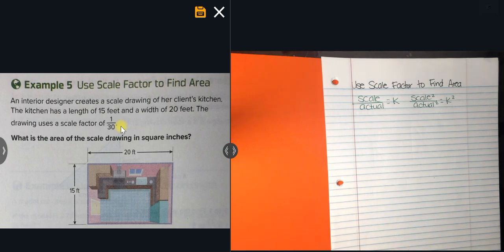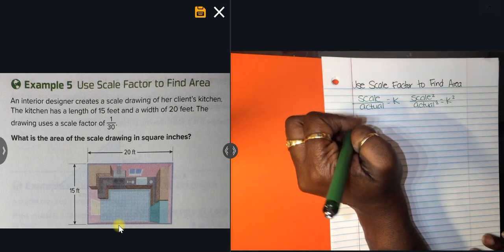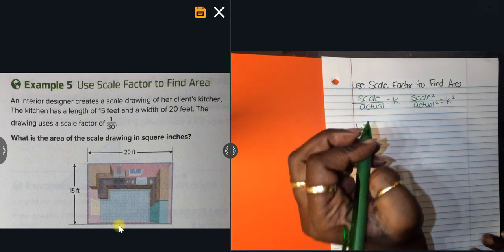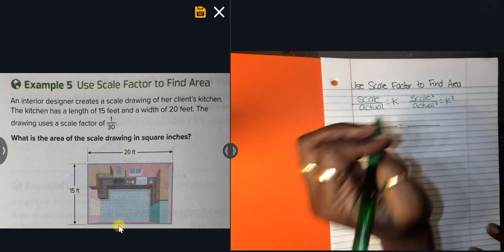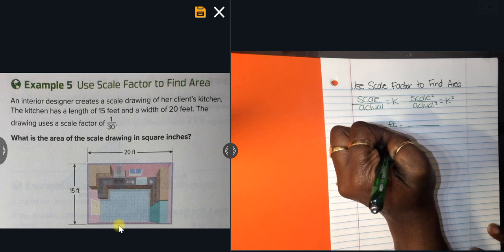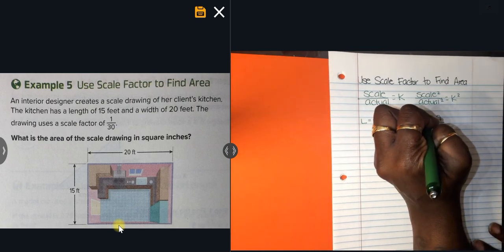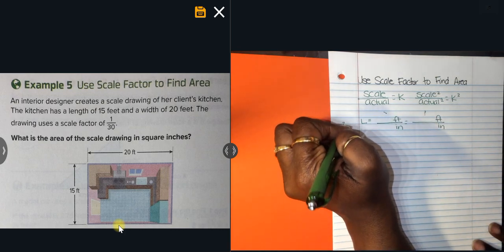The first thing that we might want to do, this is one method. We can convert our feet into inches of the actual kitchen. So let's work with one side. We'll start off with the length, which is 20 feet. And so we're going to convert it to inches. So first things first, remember those proportional relationships. We're talking about feet and inches. And then from there, we're going to write what we know about feet and figure out what we need to know about inches. So the length is actually 20 feet.